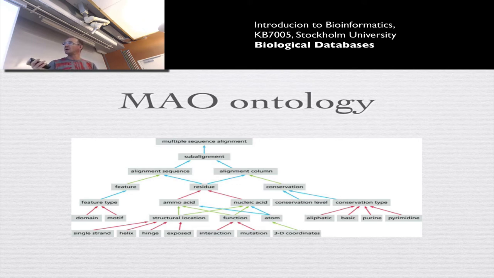You can have the alignment, the sequences here, different columns, different residues, and you can add features to it. You can define how conserved they are, how much variation, etc. So you can define very strictly what you can put in there. If you submit a new alignment, you need to follow this information. You can probably skip some parts of it, but you can't submit something that doesn't follow this, because then it will be rejected.